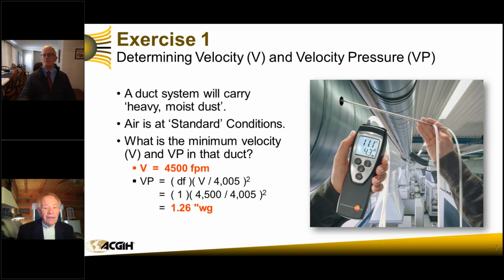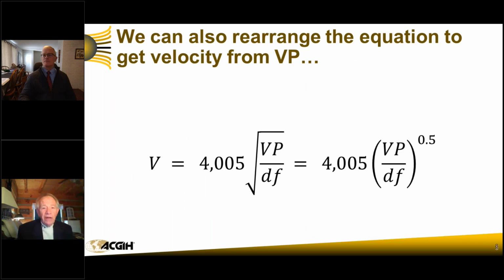So here is another way: we can rearrange that equation, Bernoulli's equation, and change the position of velocity pressure to solve for velocity. Velocity will be equal to 4,005 times the square root of the velocity pressure over the density factor. And this is an equation that we'll be using oftentimes.